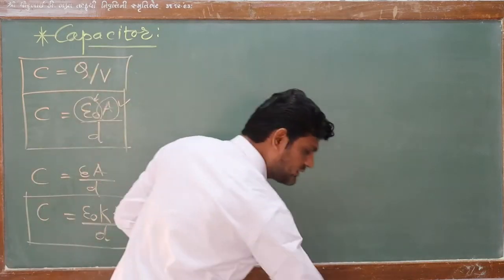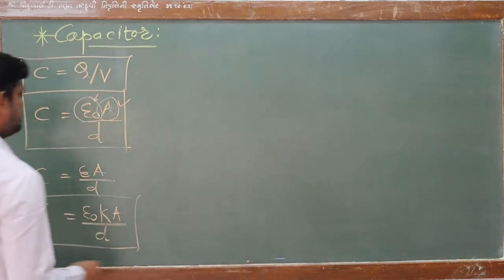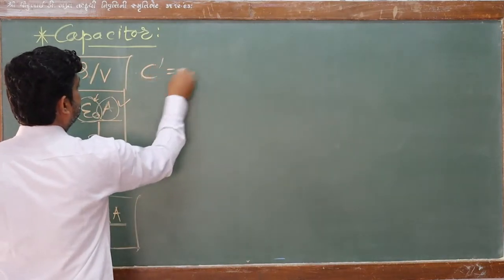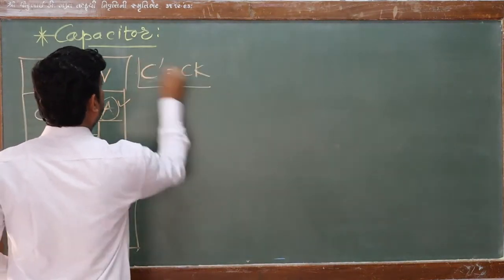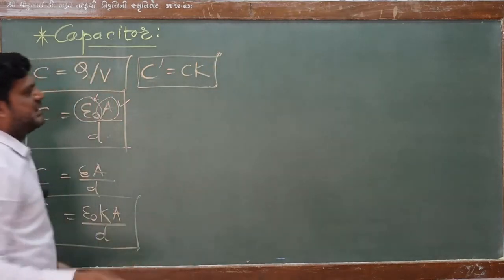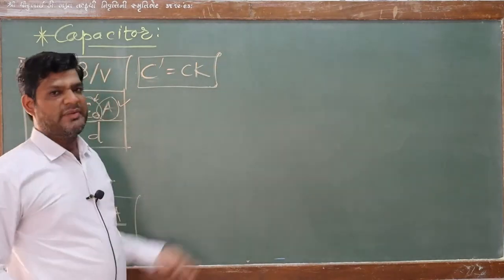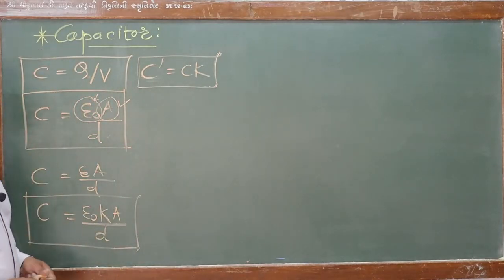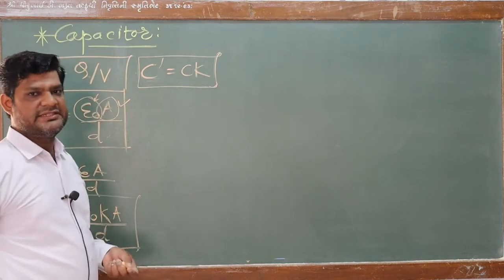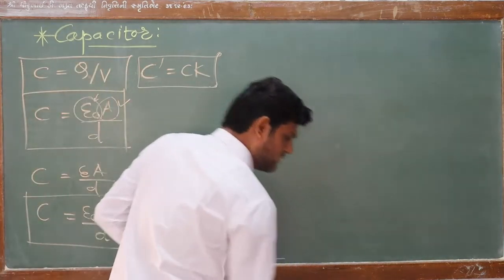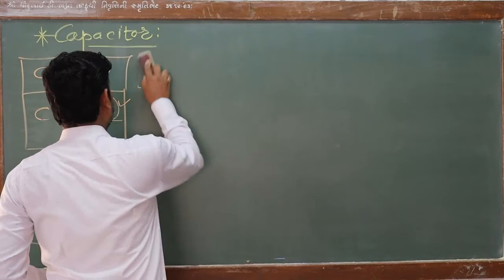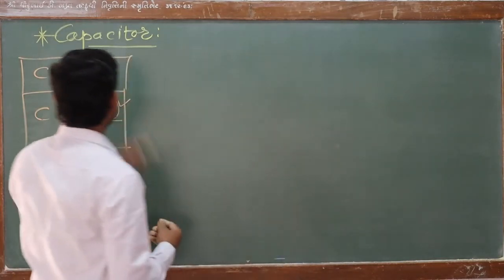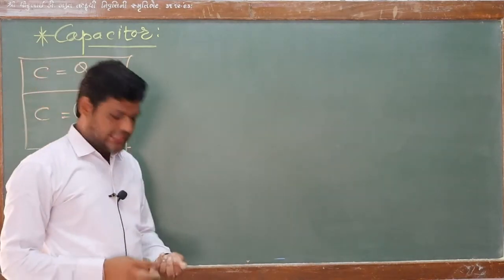And another formula is C dash equal to C into K. This is also the capacitance of a new capacitor. In this way, these are the very important formulas regarding the capacitance of the capacitor. Now we are going to practice on the basis of this capacitor.